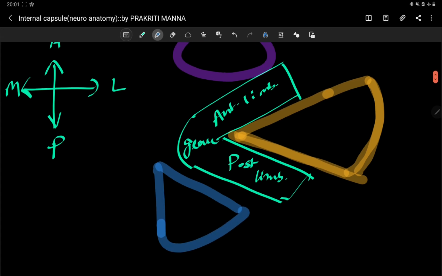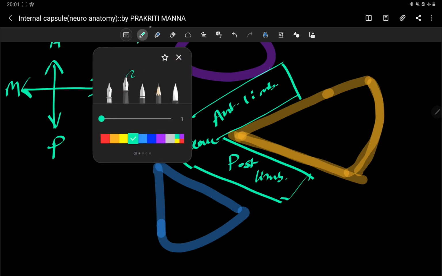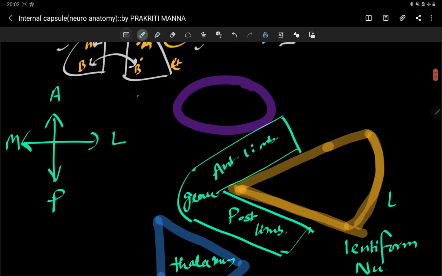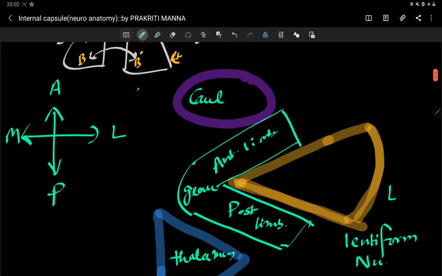All right. So now I'm marking these things. So this is the lentiform nucleus. I am writing lentiform nucleus, lens like nucleus. This is your thalamus, guys. And what is this? This is the caudate, head of caudate nucleus.